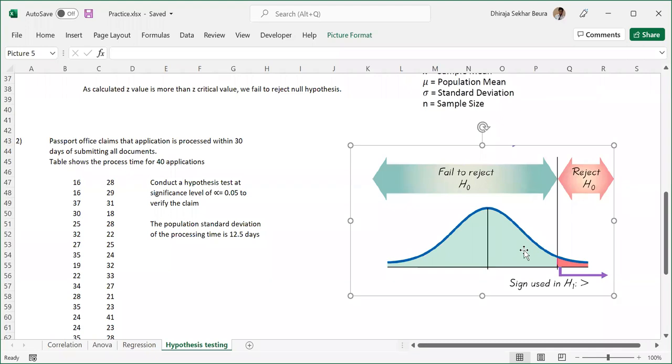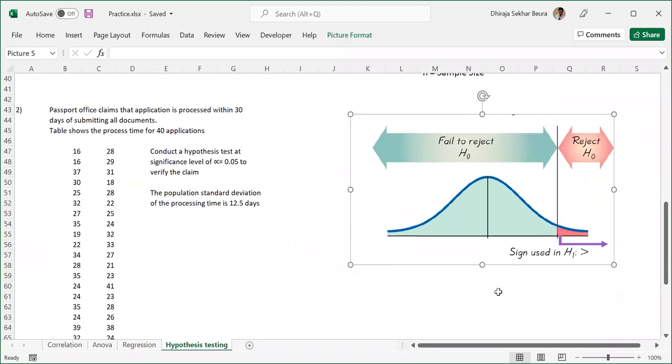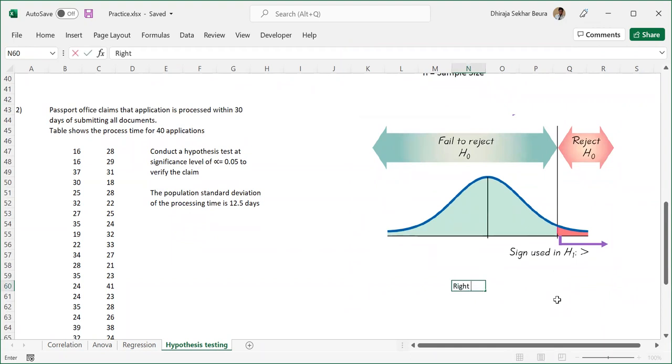Let's figure that out. Suppose it is a right tail test. Let's take an example. In the right tail test, suppose your critical value is 1.64. Suppose the Z you calculated is 2.64. Where do you think it will fall? In the red side or green side? Can somebody tell?